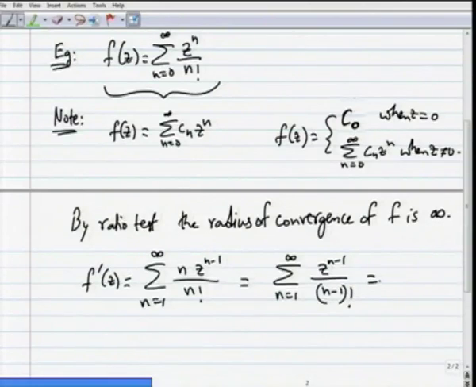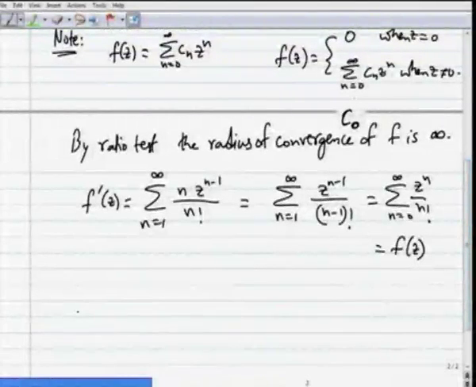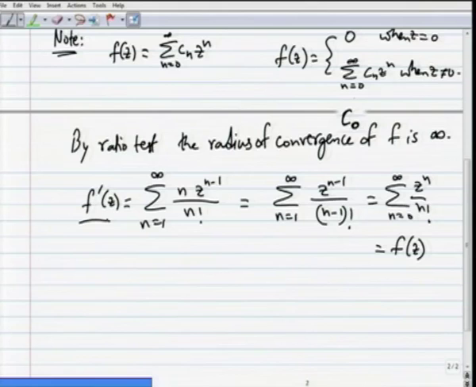And by readjusting the index once again, this is nothing but n equals 0 through infinity z power n by n factorial, which is your f of z to begin with. So, we have shown that f prime of z is nothing but f of z for any z belonging to C, because the radius of convergence is infinite.